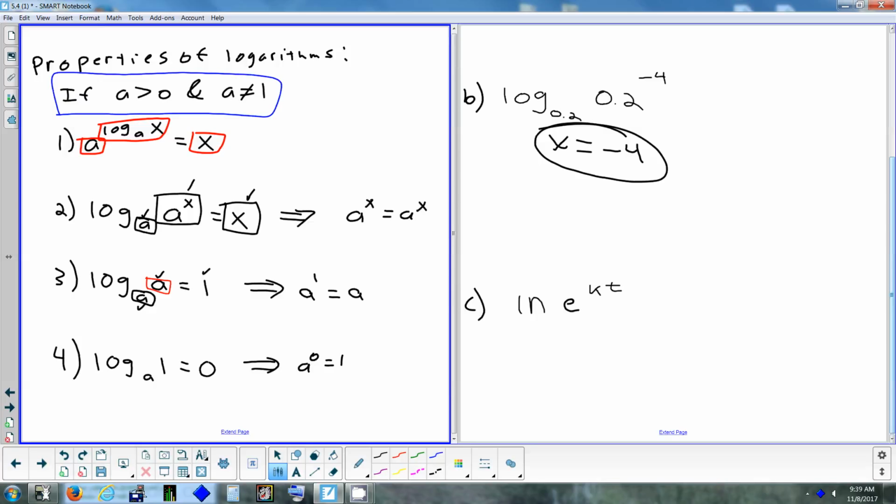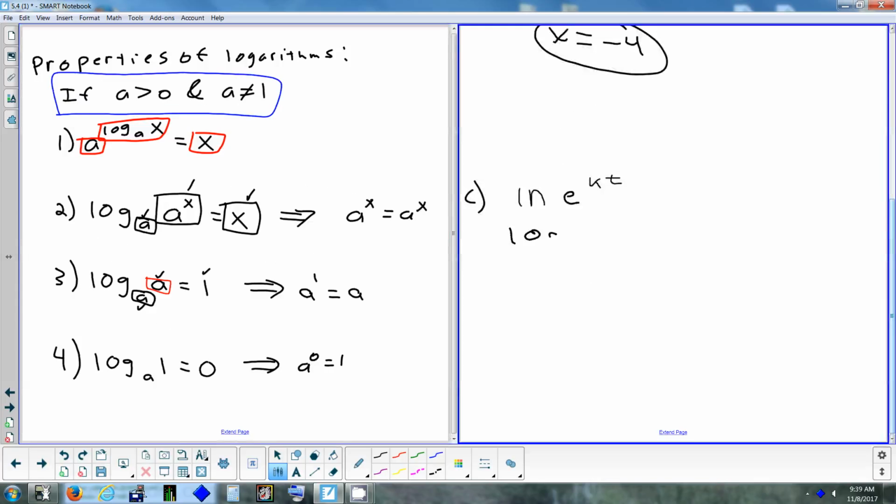Let me see which one that fits. Leo? Would it be 2? Yeah, it is 2. Can you rewrite that in a way that would make it more obvious? Log base e of e to the kt. Perfect. You can replace ln with log base e. Okay, that's what's hidden. E to the kt.